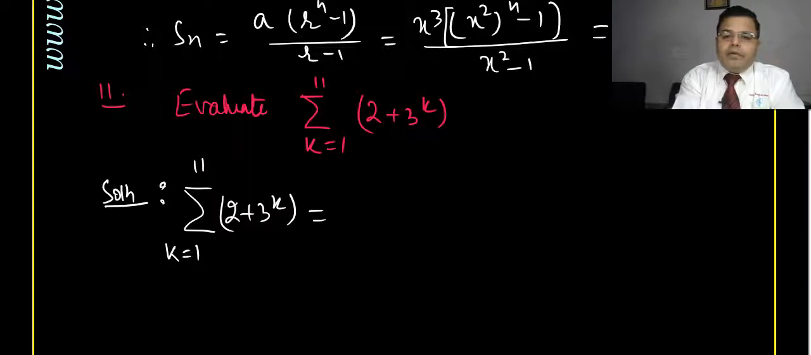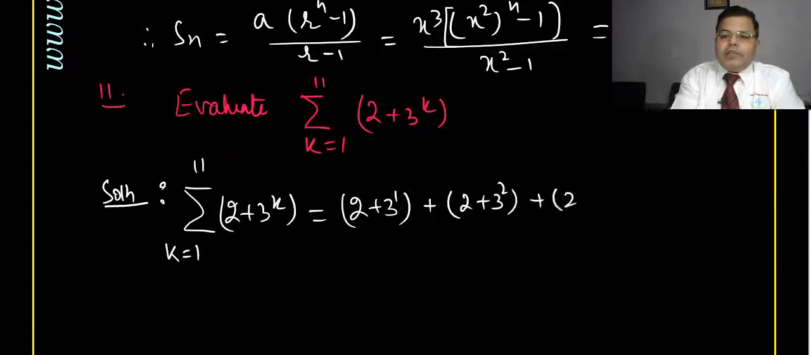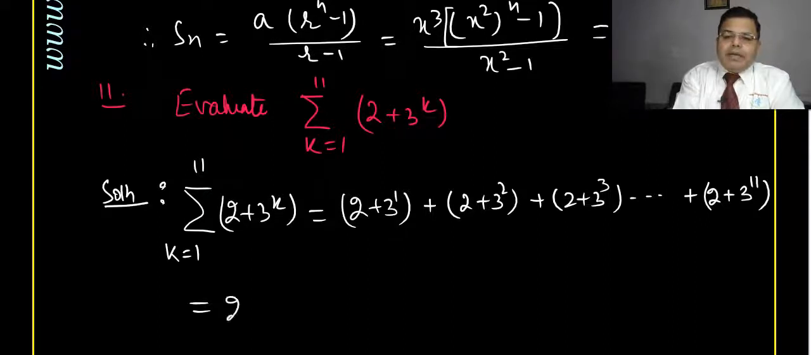If you put k equal to 1, then it will be 2 plus 3 to the power 1, plus 2 plus 3 square, plus 2 plus 3 cube. Similarly, if you put 11, then 2 plus 3 to the power 11. That will come here, and the 2s can be written as 2 plus 2 plus 2 plus 2, isn't it? How many times? 11 times.